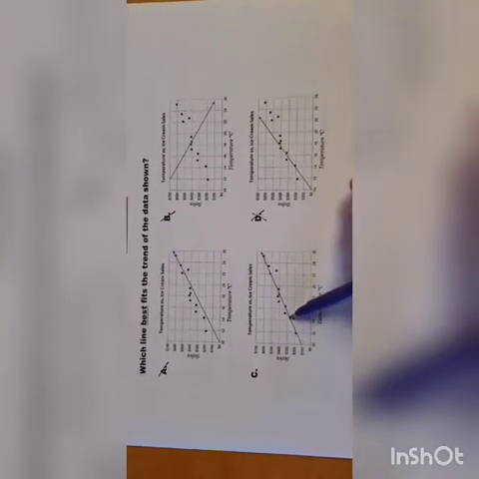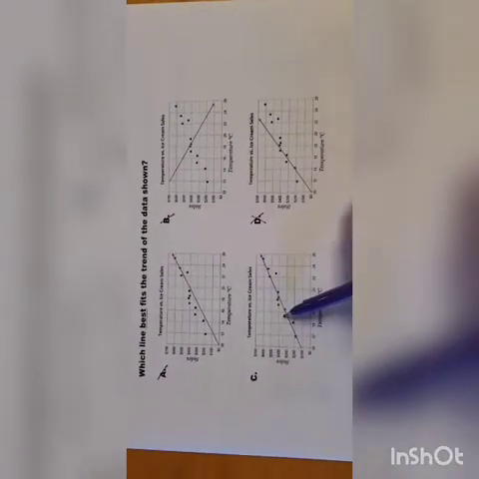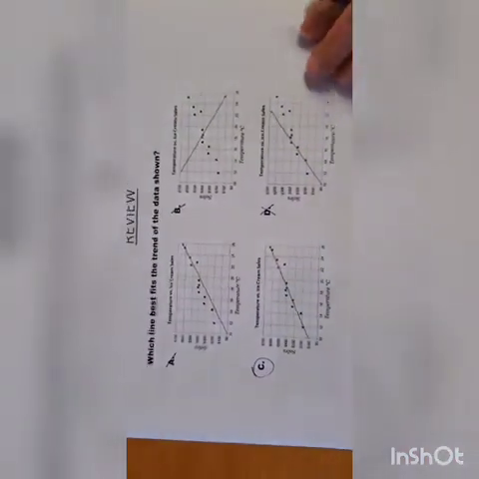But look at C. C has a line of best fit that goes right in the center of the data. There's 1, 2, 3 points above it, 1, 2, 3, 4 points below it, and so C is going to be our best option there.